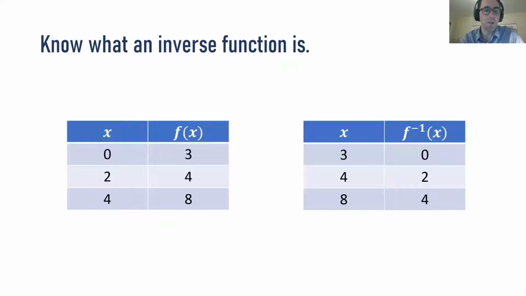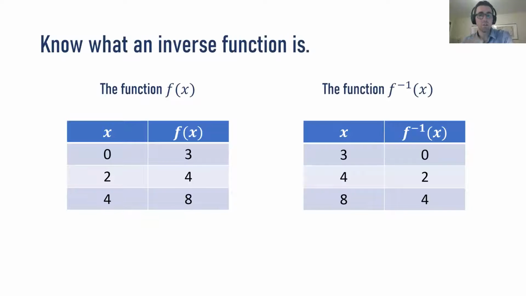So on the left, we have the function f of x. 0 maps to 3, 2 maps to 4, and 4 maps to 8. On the right, we have the inverse, and that's going to switch those x and y values. So 3 maps to 0, 4 maps to 2, and 8 maps to 4. We see that the x values in one are the y values in the other, and vice versa.